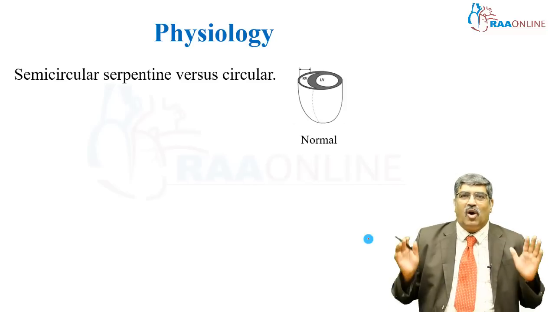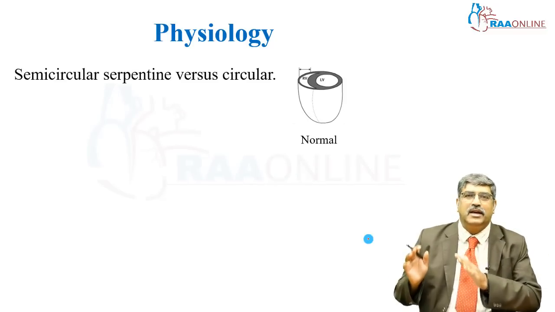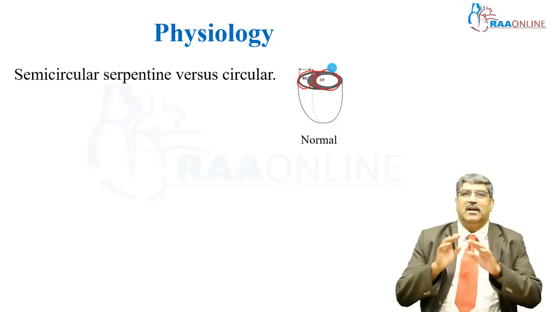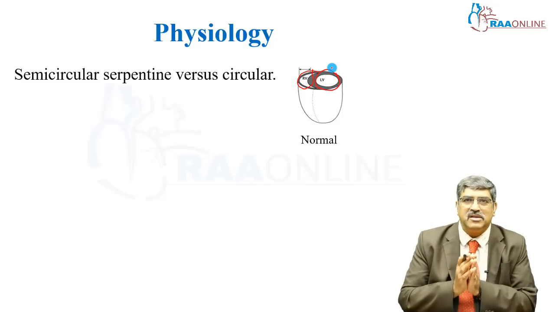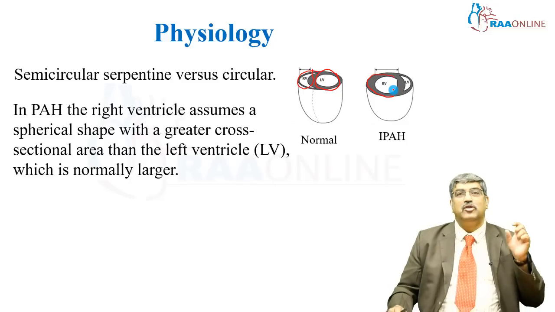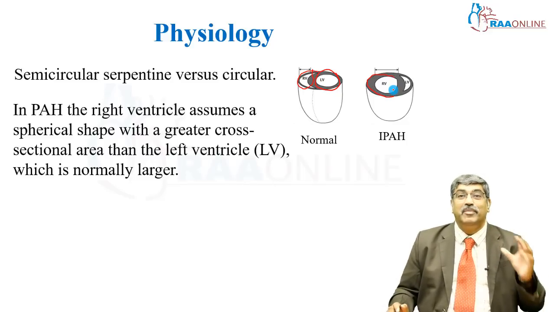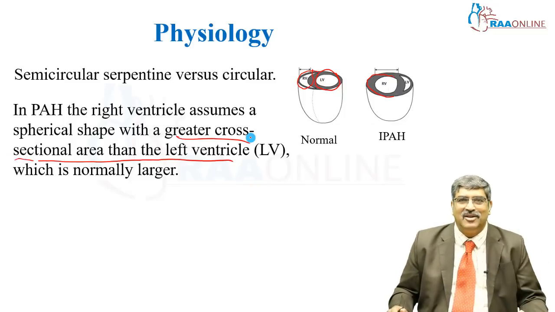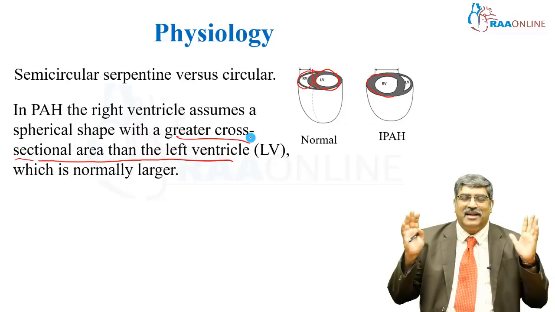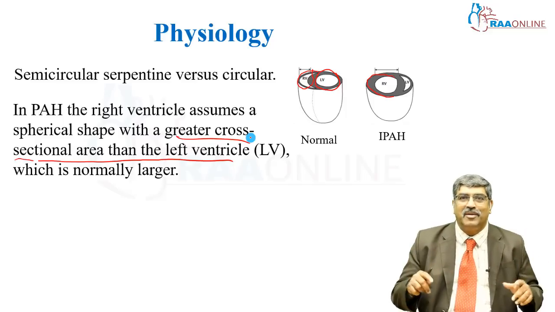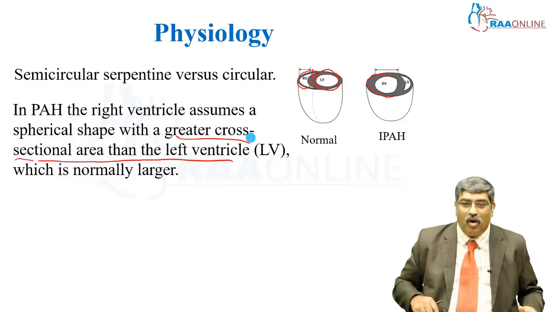Another important thing is how right ventricle reacts to increased pulmonary artery pressure. The normal right ventricle is semicircular versus circular of the left ventricle. Semicircular, it occupies less surface area. But when PAH happens, it assumes a spherical shape, which means that it has a higher cross-sectional area than the left ventricle. So your geometry is altered and the demand-supply ratio, which was in favor of right ventricle, with PAH gets altered. Because of greater cross-sectional area, it will be altered.